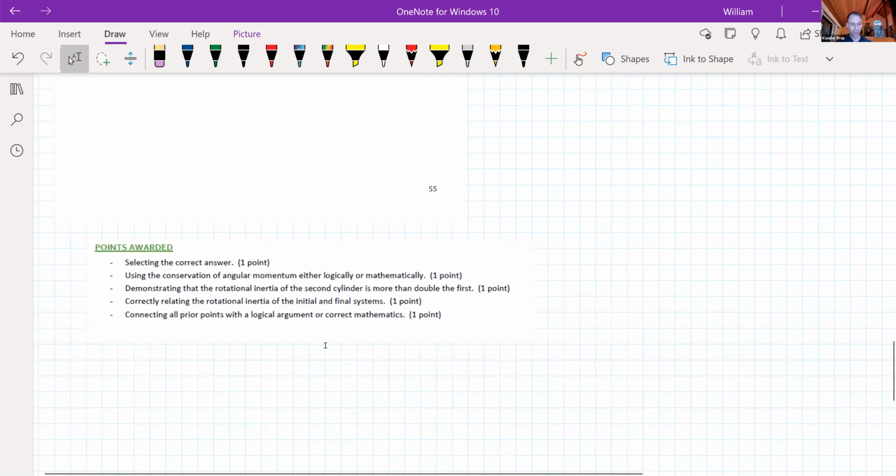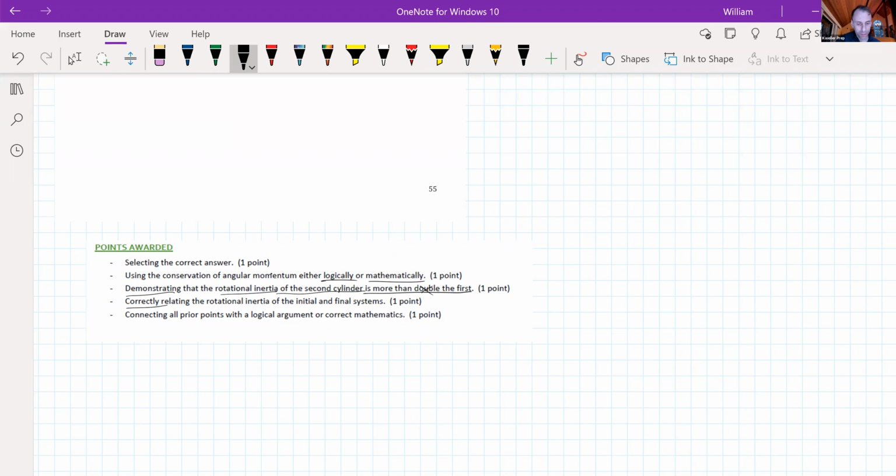Okay, here you go. So 1 point for selecting the correct answer. 1 point for demonstrating, either logically in a sentence or mathematically using conservation of momentum, because you could have done this derivationally, that the rotational inertia of the second cylinder is more than double the first, right? That's the point. If this new radius is greater than the original, then the rotational inertia must be more than the first one. And maybe more than double is incorrect, but it's more than the first one.